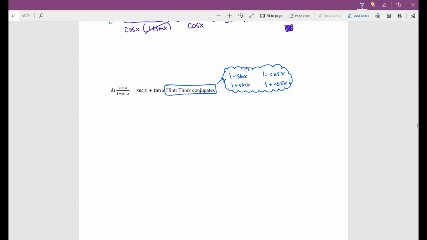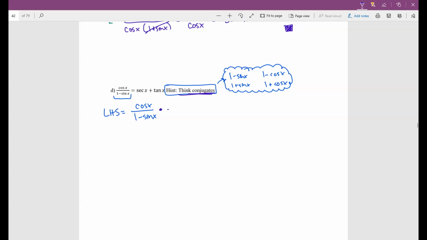Here, notice that I could start off with whichever I want. I could have done a secant x and a tangent x if I wanted to, but I'm going to go ahead and just use this guy. So I'm going to start off with the left-hand side. The left-hand side is going to be cosine of x over 1 minus sine of x. Could have done the other guy also.